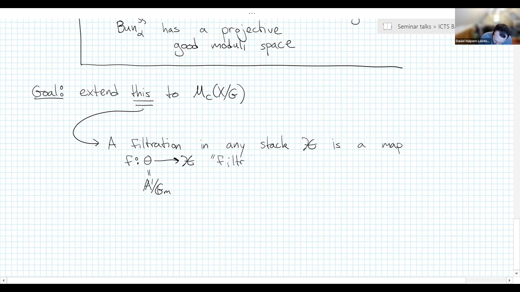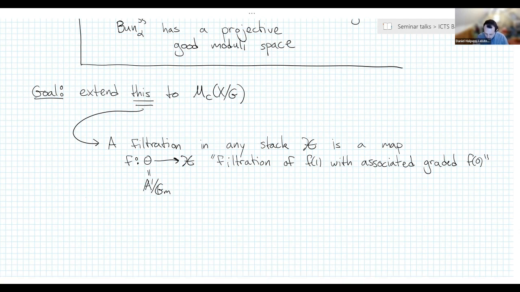It's a filtration of the point f of 1 with associated graded point f of 0. So if you have a little map from A1 mod GM into your moduli stack, then one is taken to some point.